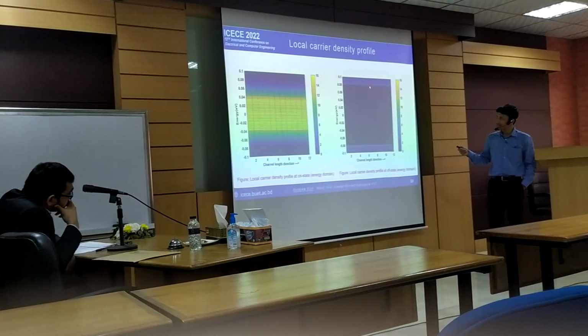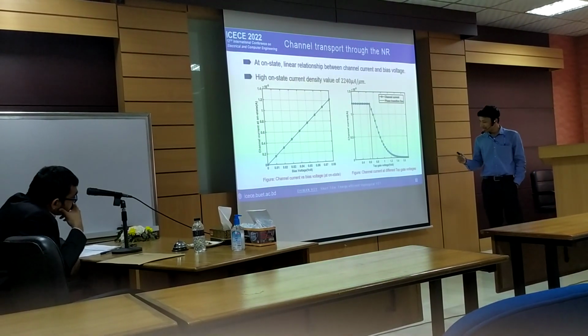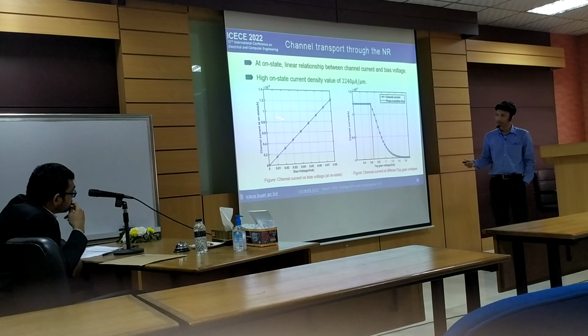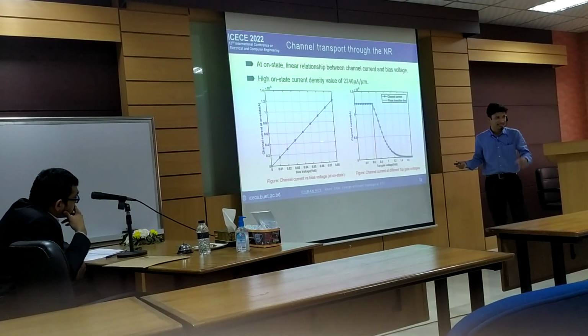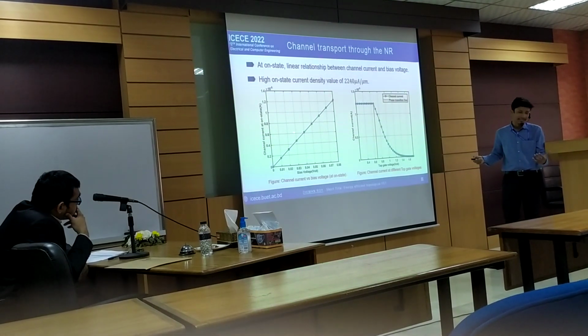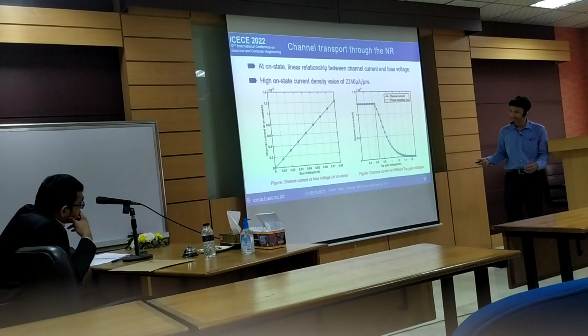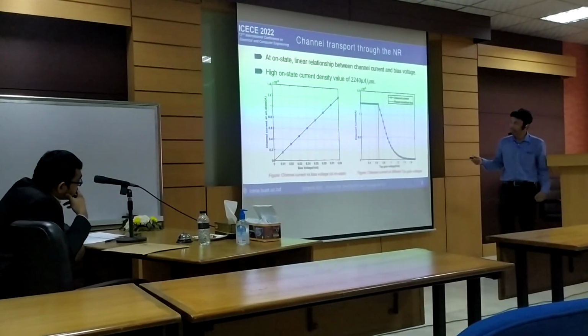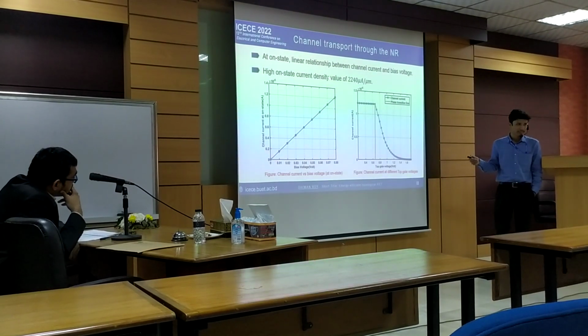But obviously you can see the band gap there, so zero density of carriers. So finally this represents the result, and as you know, at the on state there is a linear relation because only the edge carries the current, and that's why there is a constant quantum of conductance, and the current and the bias voltage have a linear relation. In that case we have found a high on-state current density, which is much higher than the broadband system value.